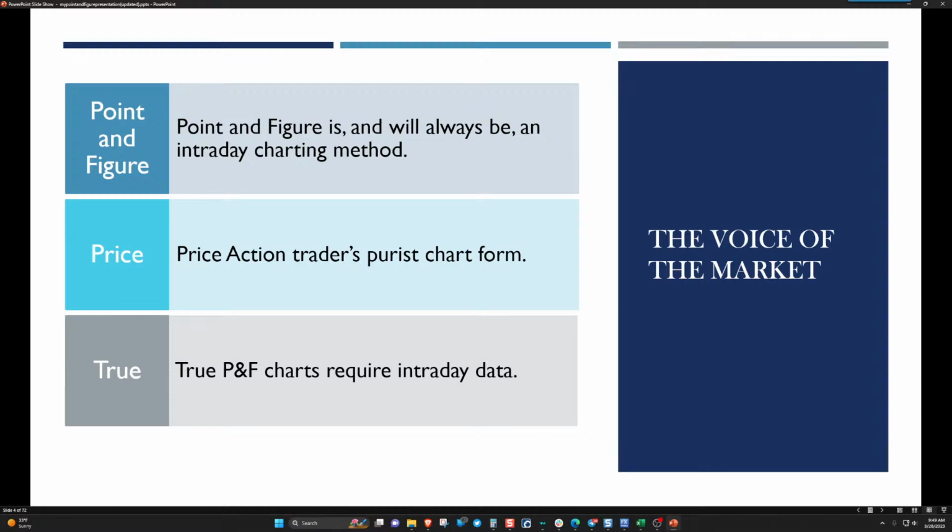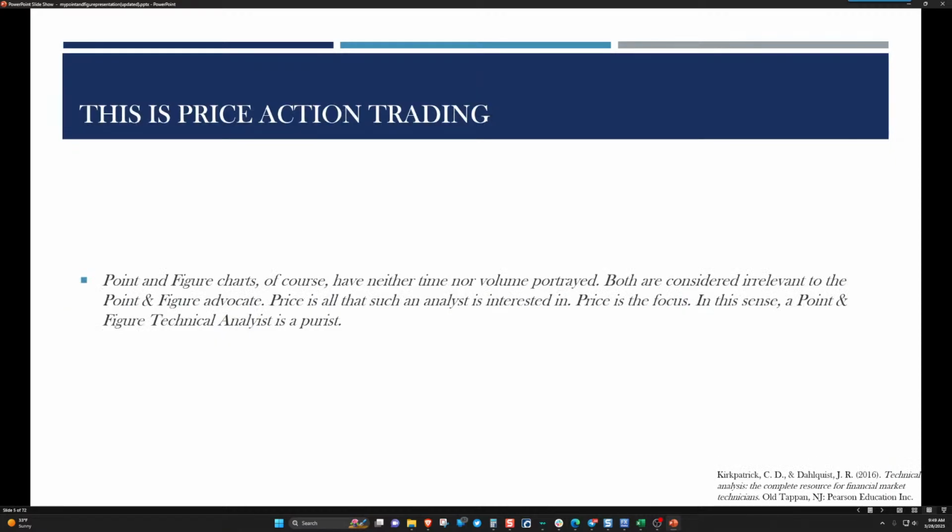But for price action traders, this is the purest chart form, and you do need intraday data. Thankfully, with forex markets and crypto markets, the data is free. Otherwise, if you use the stock market or futures, you have to pay those data fees.